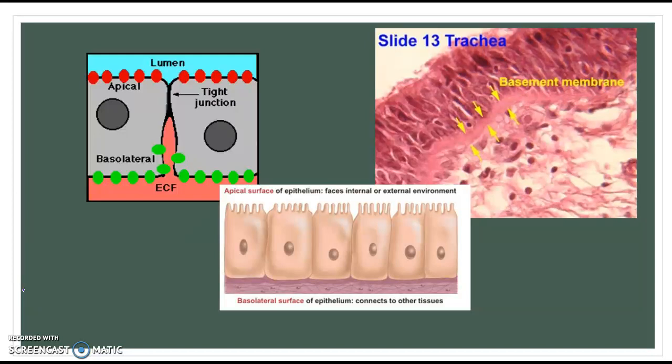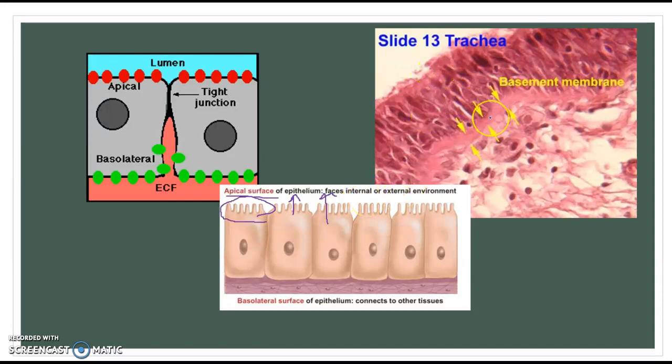So here's just a picture really quick. I wanted to show a few things. So we talked about this apical surface. This is the epithelial cell portion that faces the outer environment. This is actually a digestive system cell, so this is going to be facing the inside of your intestines. So this is just going to be air where the intestines are.